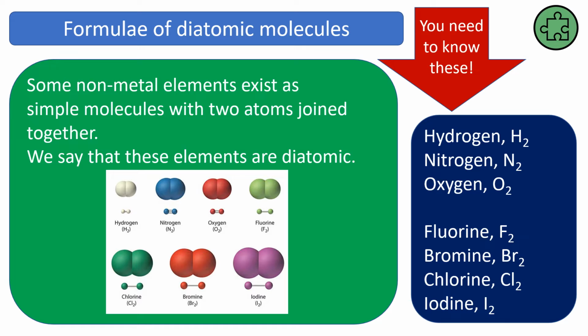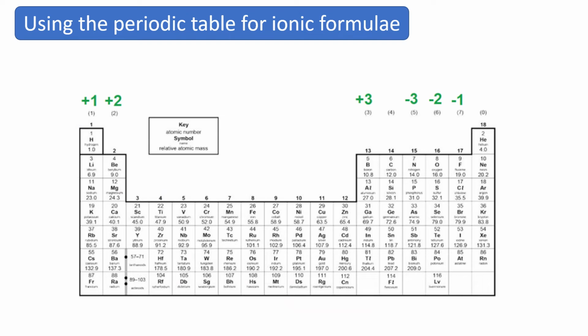Now, fluorine, bromine, chlorine and iodine are all group 7 elements. So group 7, the halogens, all go around in pairs, and you would always have a little 2 at the end of it. This is going to be really important when you're trying to balance equations.